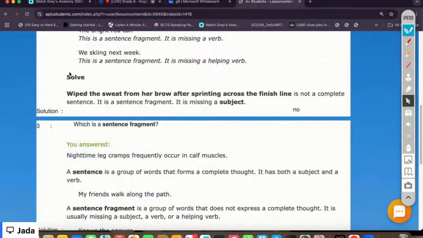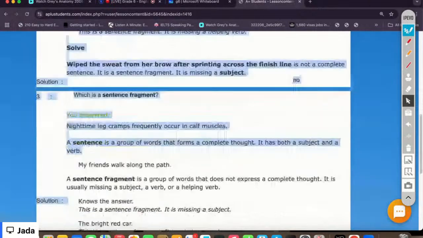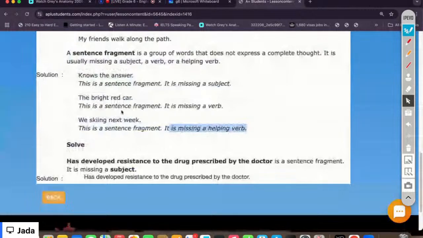So we have which is a sentence fragment. Now remember that a sentence fragment is either missing a subject or a verb. Now we have nighttime leg cramps frequently occur in calf muscles. Now this is not a sentence fragment because it is a complete sentence.